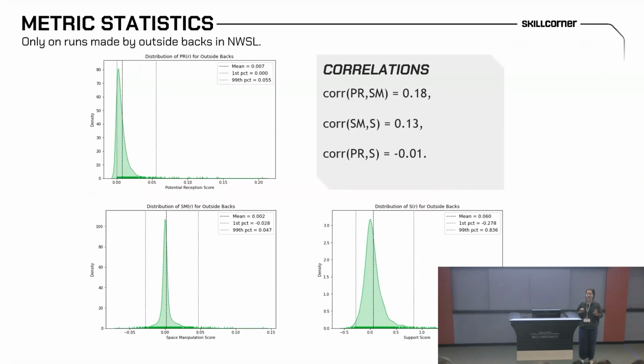We restricted the data set to outside backs in the NWSL. I wanted a full player pool, but looking at everyone was a lot of time. I have just the distribution plots. For the top is my potential reception score. On the bottom, I have space manipulation and support score. And I also have their correlations if you're interested.